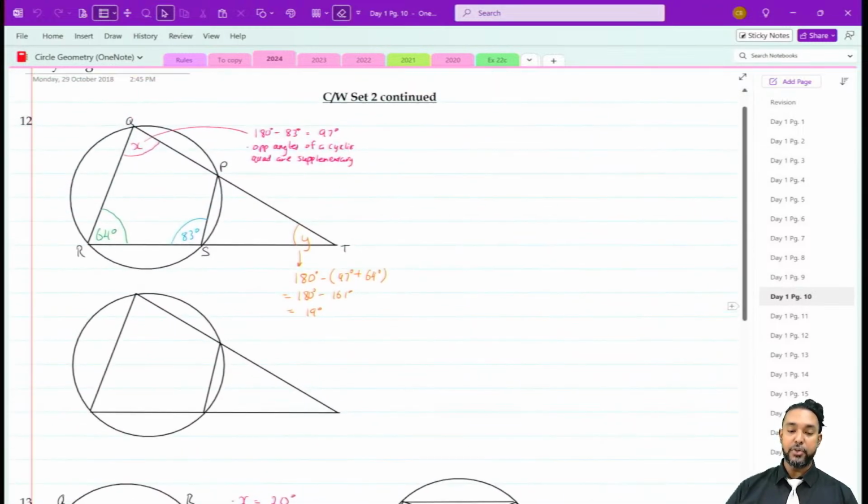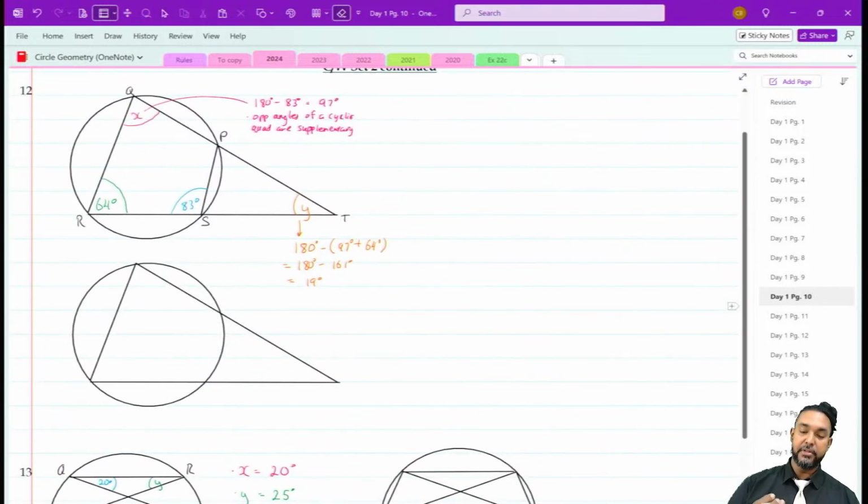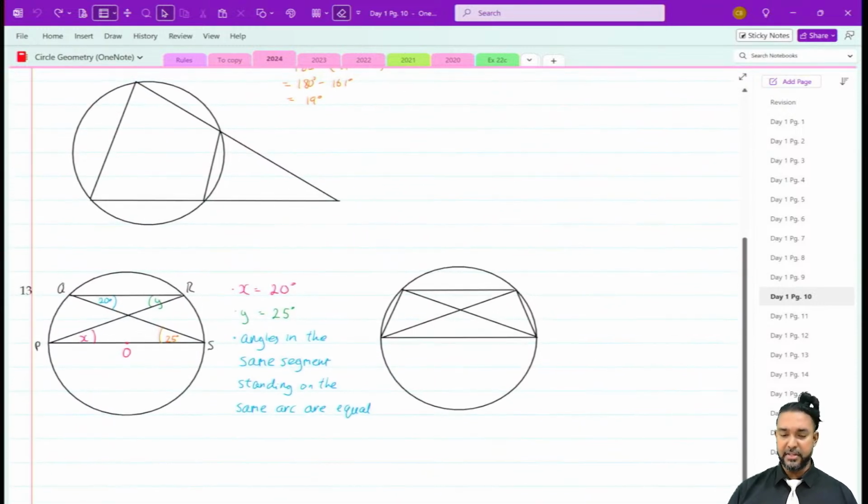Page 10. Right? So we had a cyclic quadrilateral, which kind of turned into a triangle when you took out that piece there. Right, that itself actually is a different circle geometry rule, by the way, but not one you'll have to know. It's not on your syllabus.